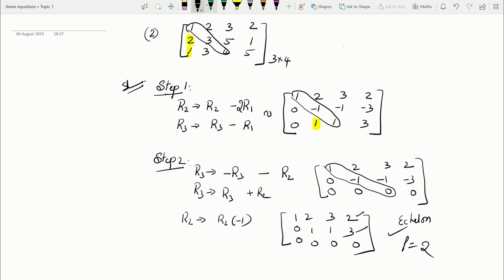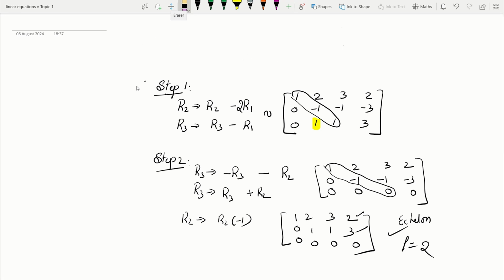You can call it by one more name, row reduced echelon form. How many non-zero rows are there? See here, in the last row, all elements are zeros only. Then you can call this row the zero row. And non-zero rows, 2 are there. So you can say that rank is equal to 2. This is about this problem.